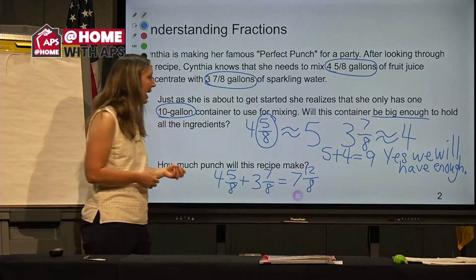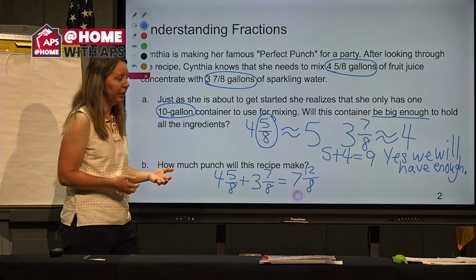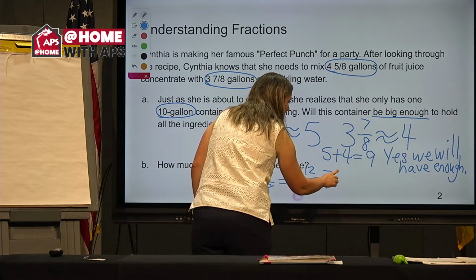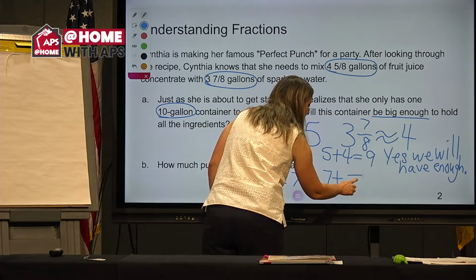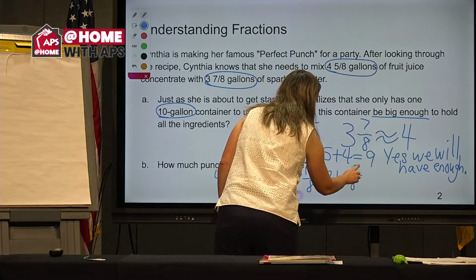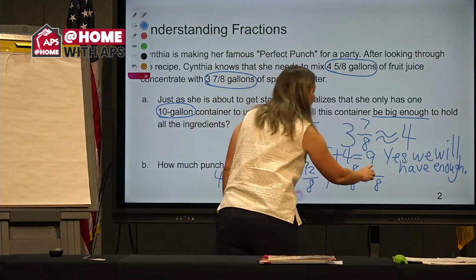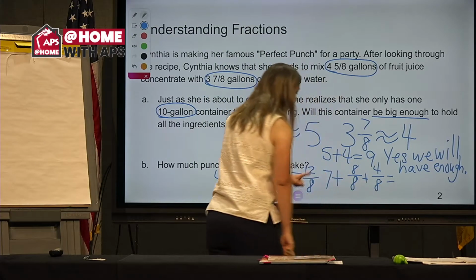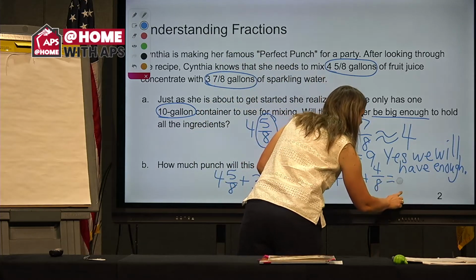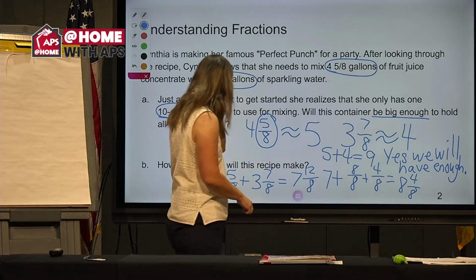We have 7 and 12/8. Well, I know my 12/8 is bigger than a whole. So I'm going to split this up. So I know how much makes a whole if my denominator is 8. It's 8. And then how much does that leave over? 4. So I have 7 plus a whole plus 4/8. Good job. We have 8 plus 4/8 is our total.